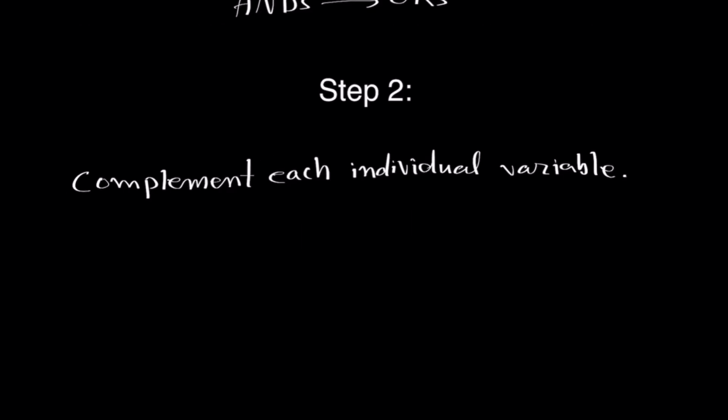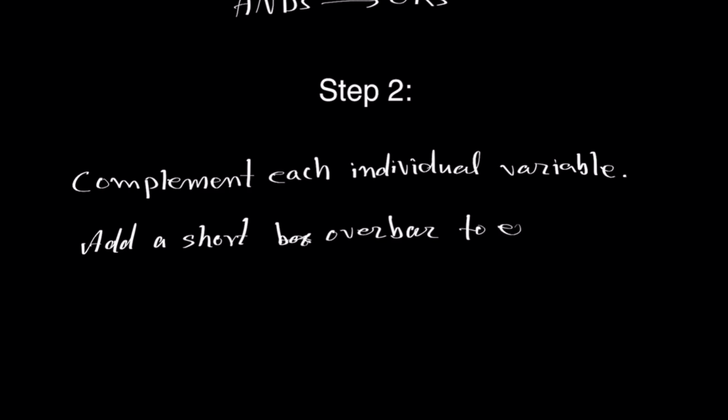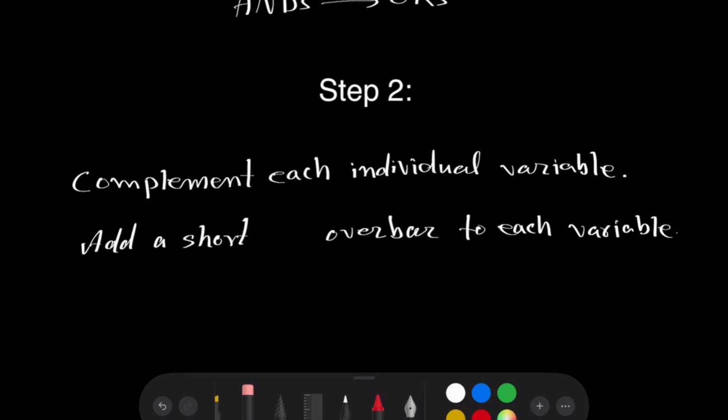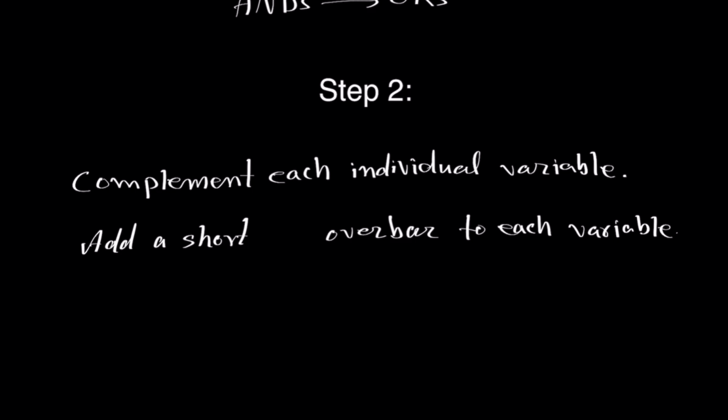We'll move on to step 2. Step 2 is complement each individual variable. What is that saying? It says add a short bar, or overbar, whatever you call it, to each variable. Okay, so that was step 2. But before we go to step 3, let's repeat. Step 2 is complement each individual variable. That being said, add a short overbar to each variable.